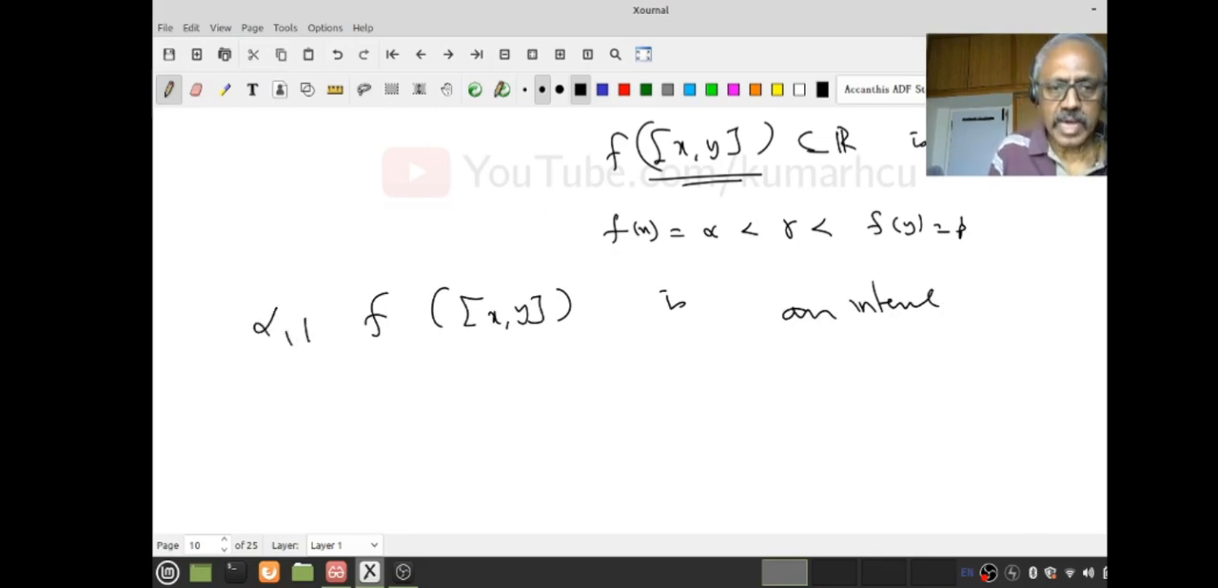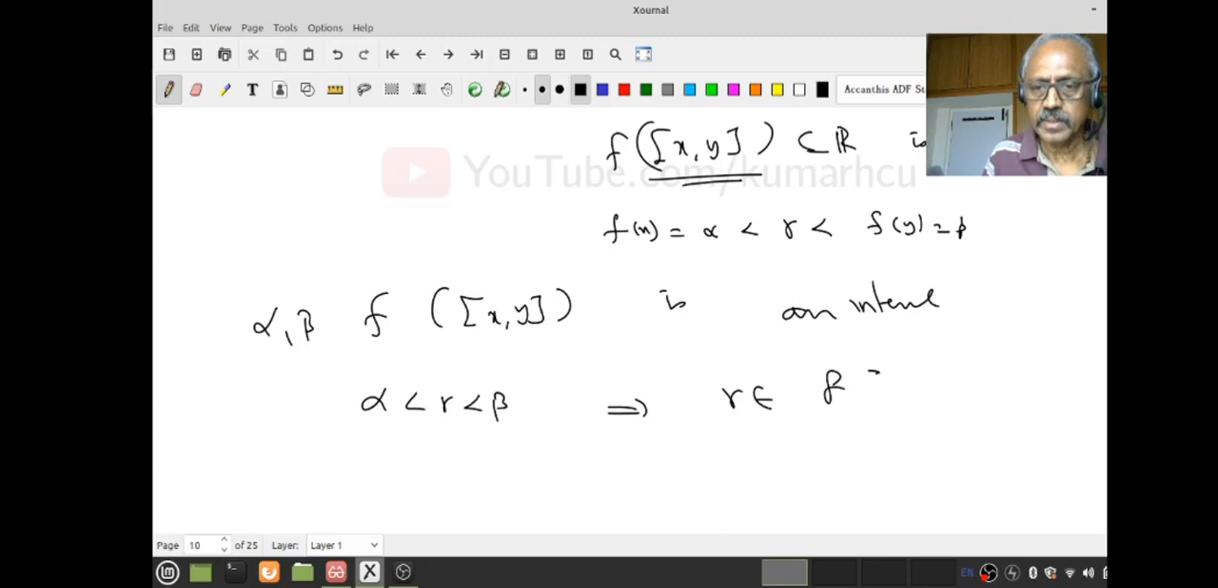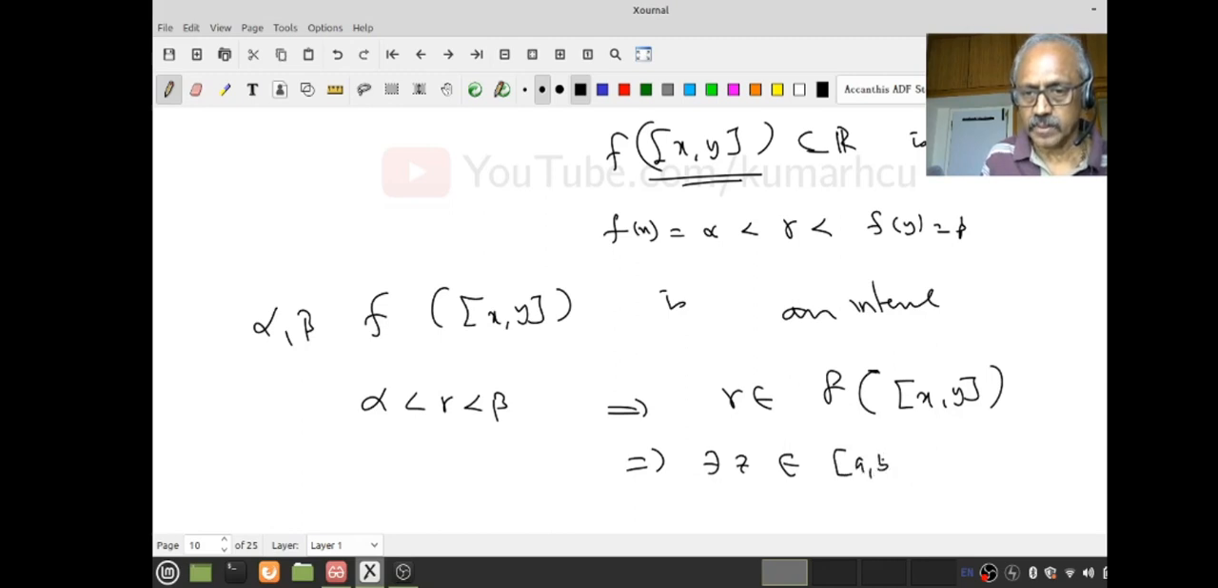And now alpha and beta are in this interval, and alpha is less than gamma less than beta. By the definition of interval, this implies gamma must be in f of xy. What does it mean to say gamma is there? This means it must be the image of a point in the interval xy under f. Therefore, there is a z in the interval xy such that gamma is f of z.